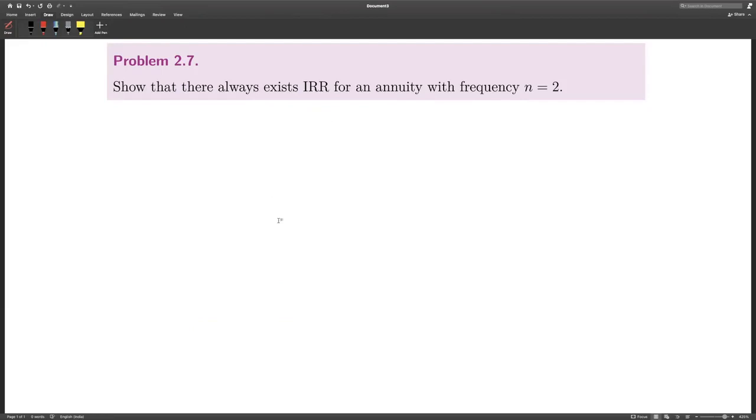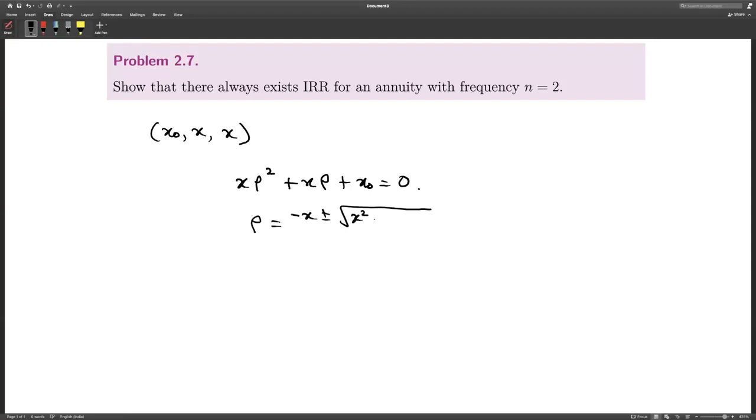The next question is, show that there always exists IRR for an annuity with frequency n equal to 2. If you recall, what is IRR? IRR is the internal rate of return. An annuity with frequency 2 can be written as x naught comma x comma x, and hence the IRR equation is a quadratic equation of the form x rho square plus x rho plus x naught equal to 0, right? That gives us rho is equal to minus x plus or minus root of x square minus 4 x naught into x, divided by 2x, right?